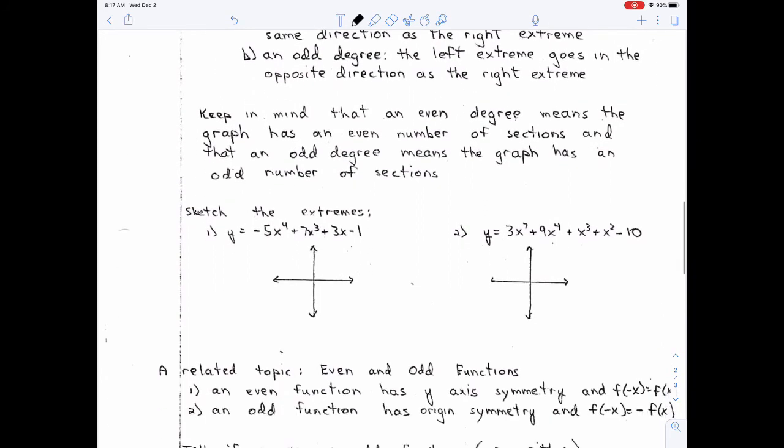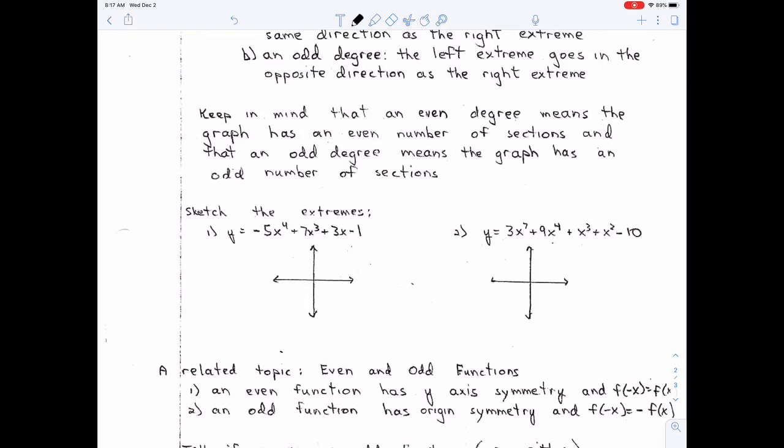So keep in mind that an even degree tells you that the graph has an even number of sections. That's why the left always has to do the same thing as the right. And an odd degree means the graph has an odd number of sections. So the left always has to go in the opposite direction of whatever the right does.